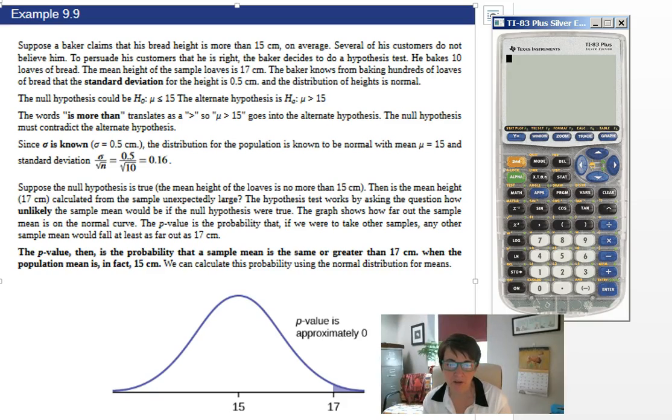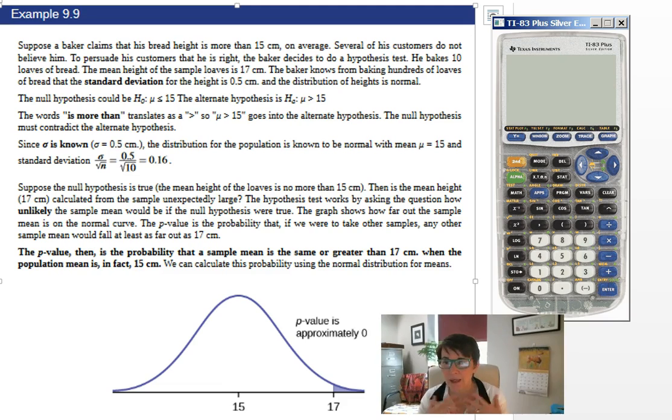This is on page 512 in your book. So we have a baker that claims that the mean of the height of his loaves of bread is 15 centimeters on average. He has some loyal customers and they don't believe him. So to persuade his customers, he's going to do a hypothesis test. He bakes 10 loaves of bread and the mean height of the sample loaves is 17 centimeters.